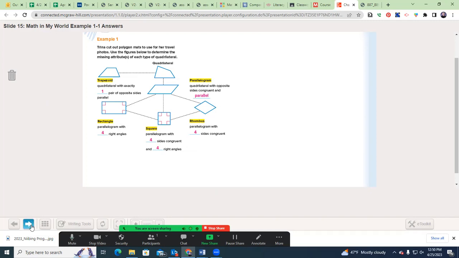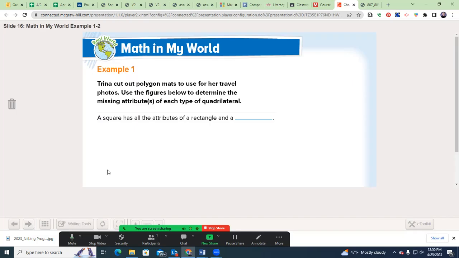So now let's go to 9:30. Example, oh, sorry. Back this up. That was example basic. Square that has all the attributes of a rectangle and a rhombus, as we mentioned there.